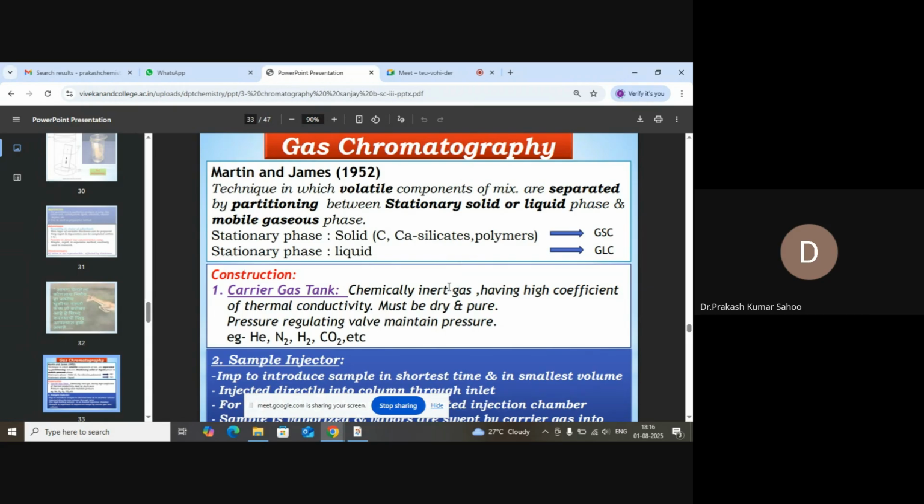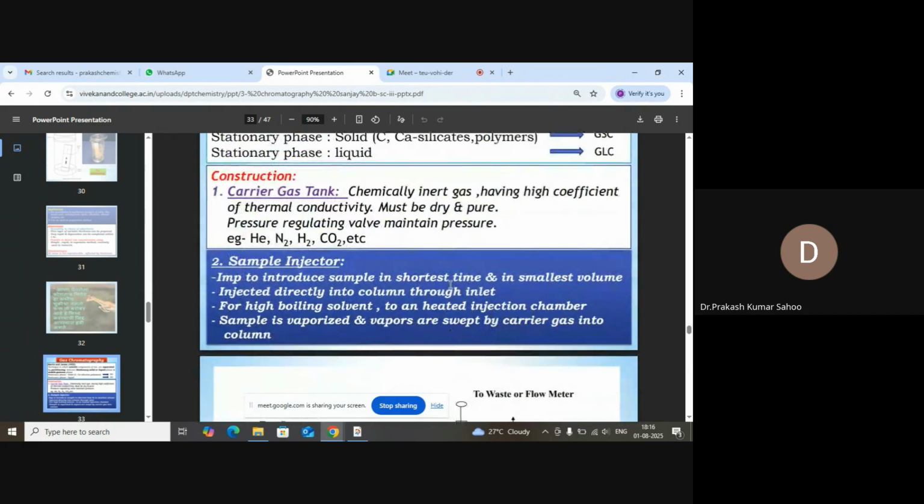So here the mobile phase, that is the gas, which is known as the carrier gas tank, should be chemically inert, having a high coefficient of thermal conductivity, and it must be dry and pure. The pressure regulating valve maintains pressure. The carrier gas which is used as the mobile phase may be helium, nitrogen, hydrogen, carbon dioxide, etc.